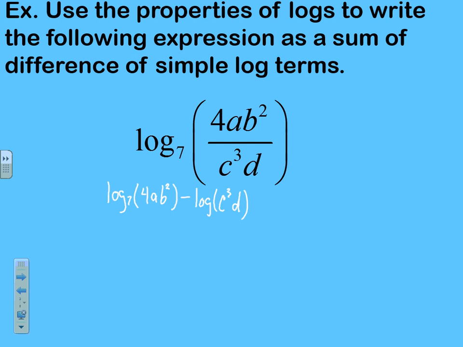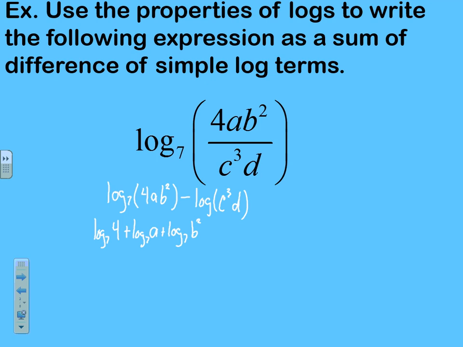So because they're being multiplied to each other, that means we can separate each of those terms, the 4, the a, the b squared. We can expand those further with an addition operation. So on the left, we'll have log base 7 still, and I'm going to separate the 4 plus log base 7 with the a plus the log base 7 with the b squared.